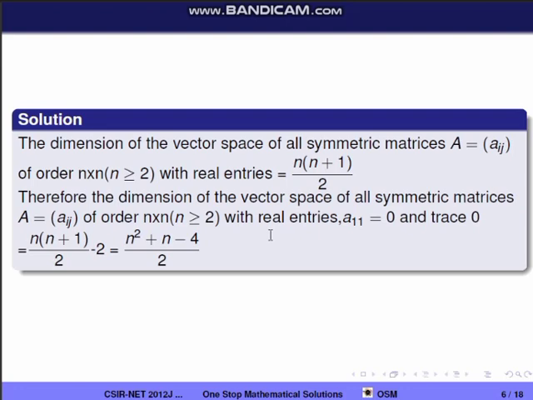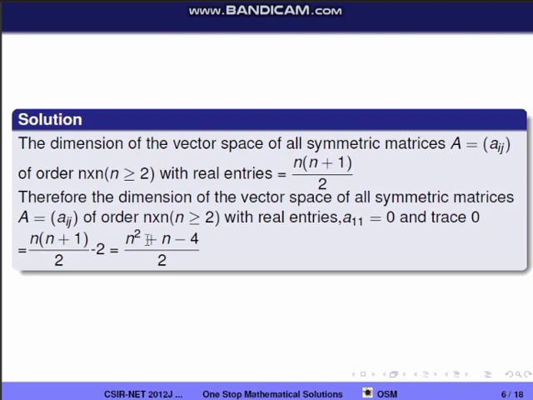Here they have asked the dimension of the vector space which consists of symmetric matrices which satisfy two conditions. When we look at these two conditions, we are getting two independent conditions. So if we subtract these two conditions from the parent space, we will get the dimension asked in the question. So that is what I have done here.